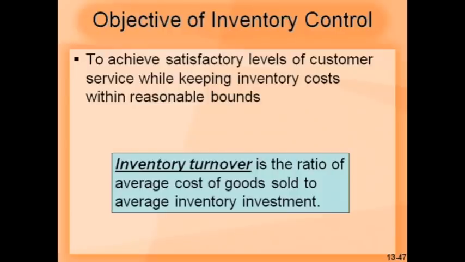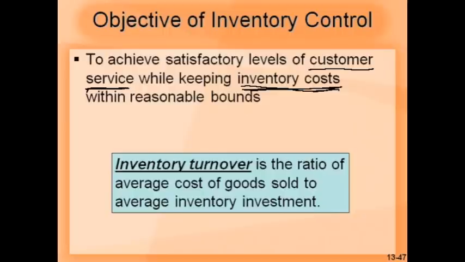Now, the main objective of inventory control is to achieve a satisfactory level of customer service. That's one important variable, while keeping inventory costs within reasonable bounds. So these are the two important variables while trying to control inventory. We are trying all the time to balance cost with customer service. Obviously, a company can keep a huge amount of inventory so that whenever an item is needed, they can provide it from the inventory. But keeping a lot of inventory is going to increase the inventory cost, and that will obviously bring down the profit of any company. So people always try to have a balance between the two.